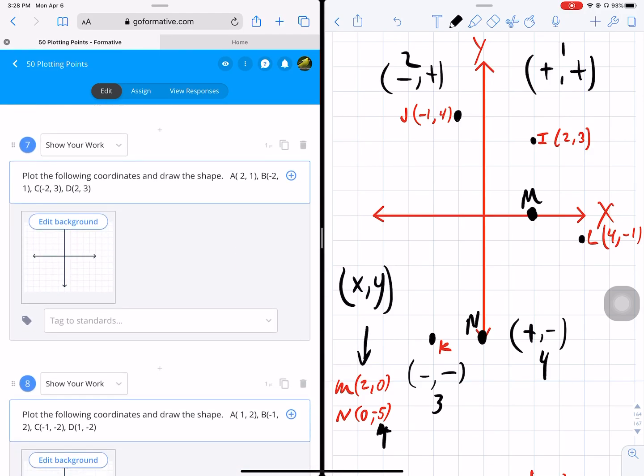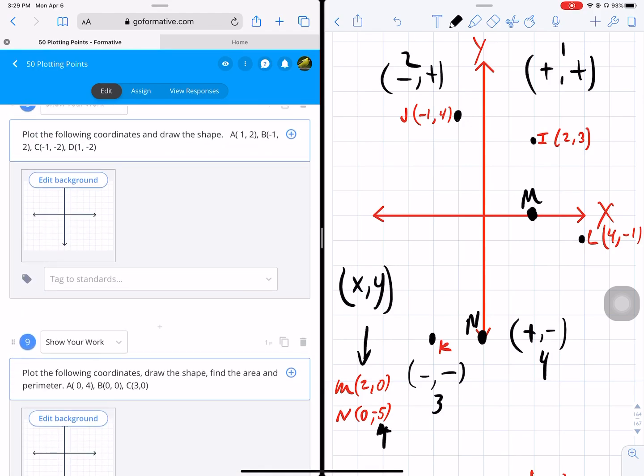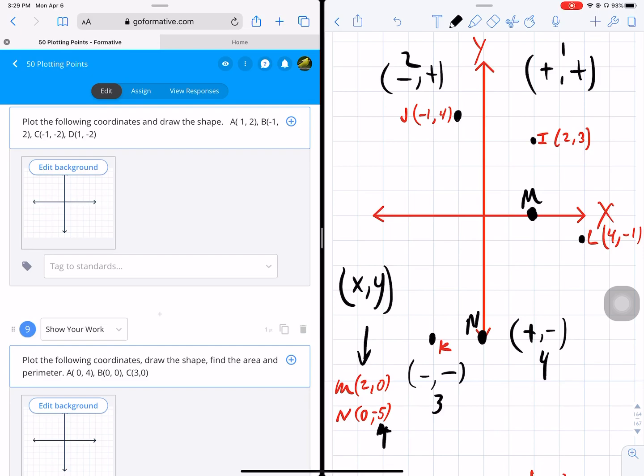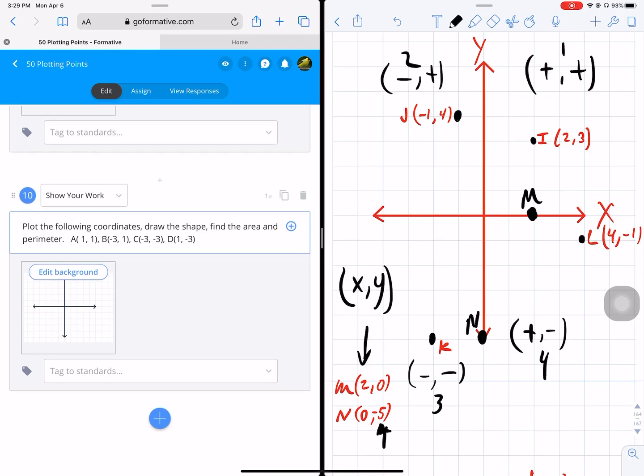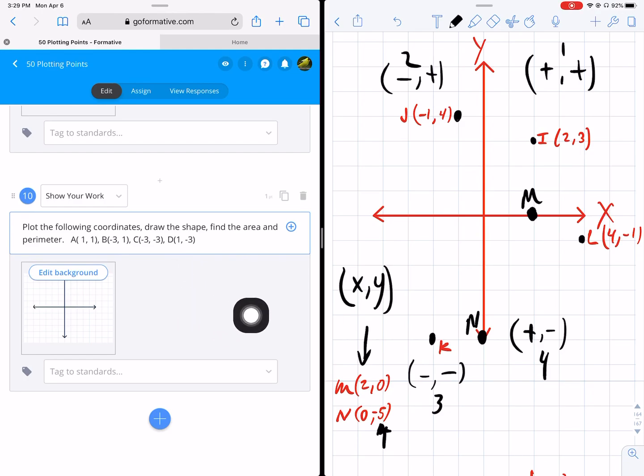If you get something like this, you're plotting the shape A, B, C, D, it's going to make a shape. So as you do that, making shapes is fun, as long as you know how to plot them. And that's it. It only goes to 10. You're just drawing shapes. This last one says find the area and perimeter. So if you're making a square or a rectangle, just remember the area of that square or rectangle is the base times the height, and the perimeter, you're just counting the sides. So keep that in mind.